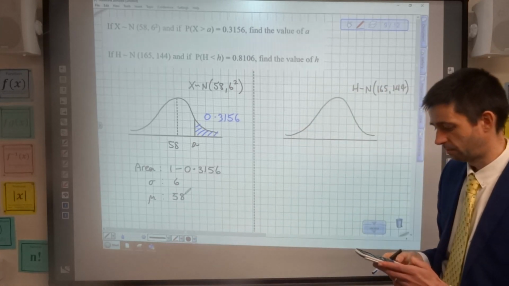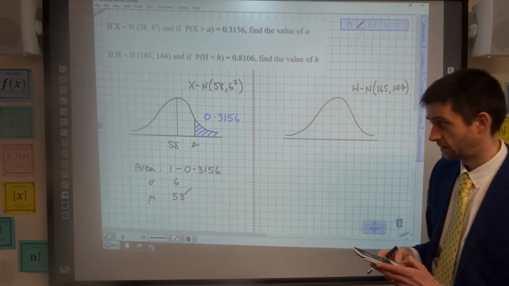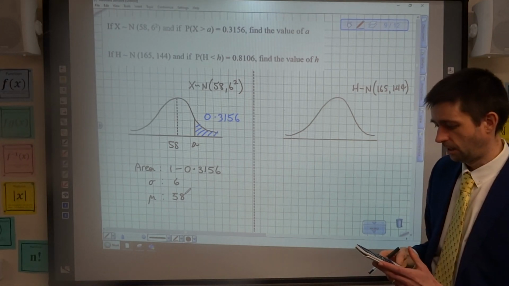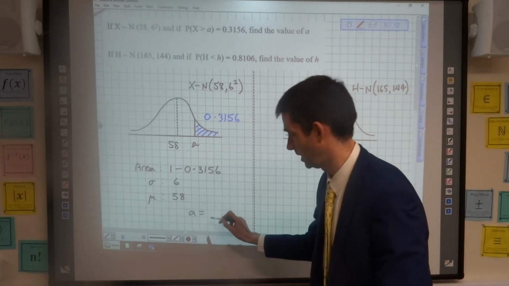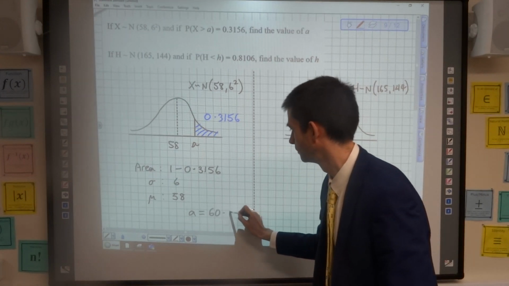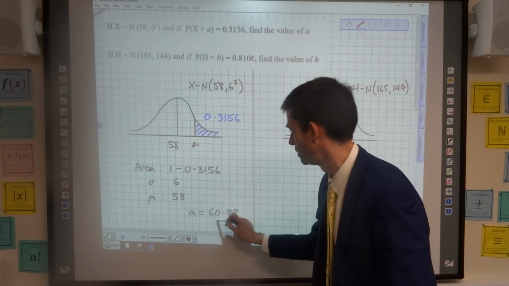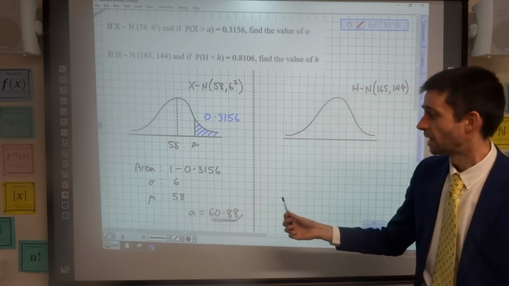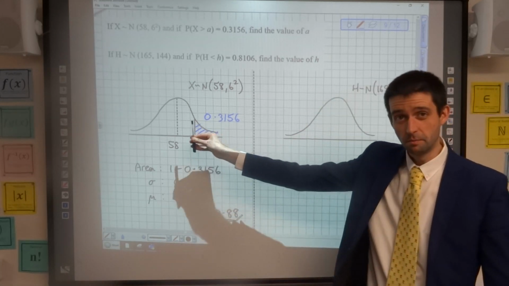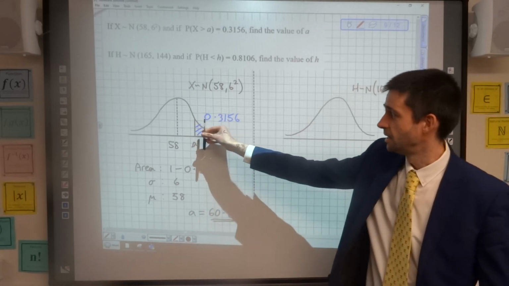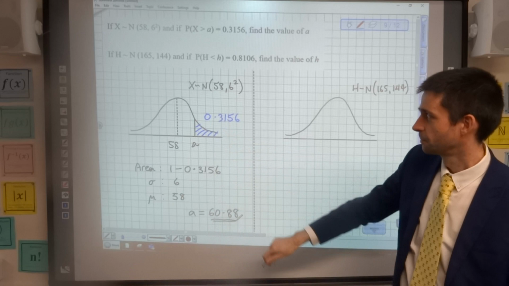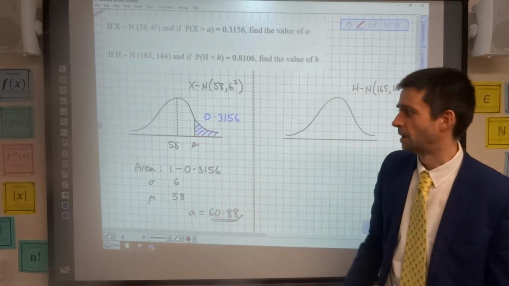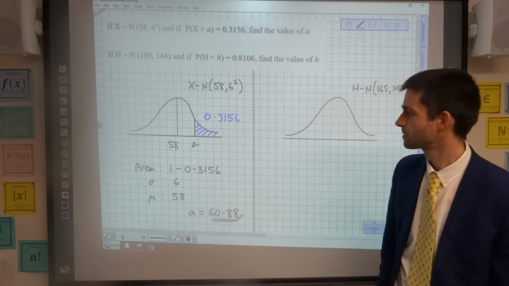So if I put that information into my calculator, it will tell me that a is 60.88. That's to 2 decimal places. Now that makes sense because we thought that a was going to be above the mean, and the probability of being greater than that is about a third, which makes sense as well in the context of this question.